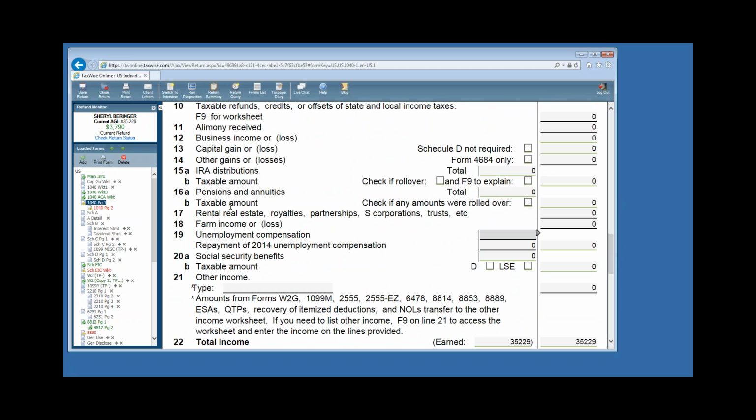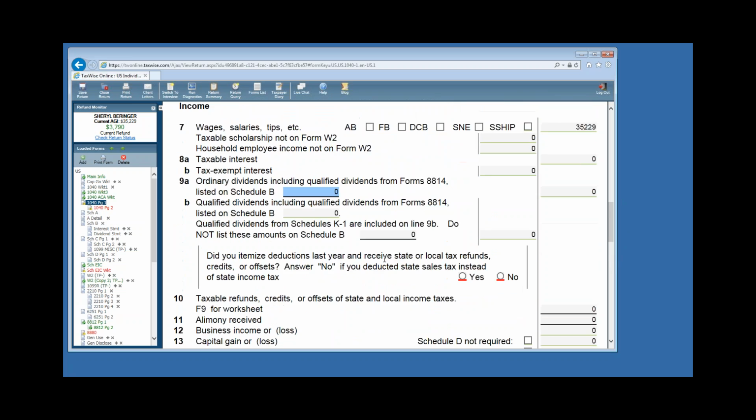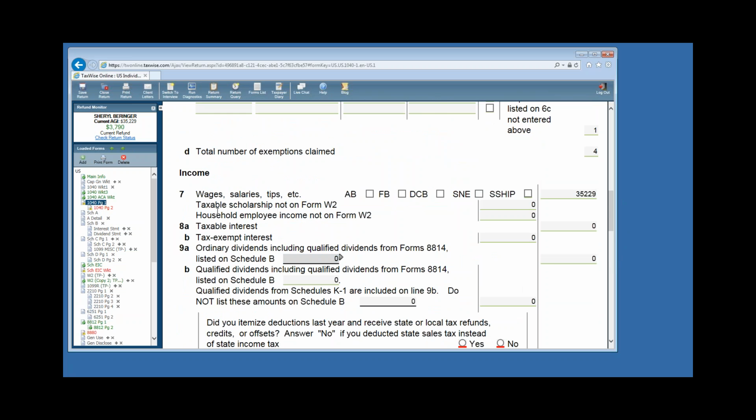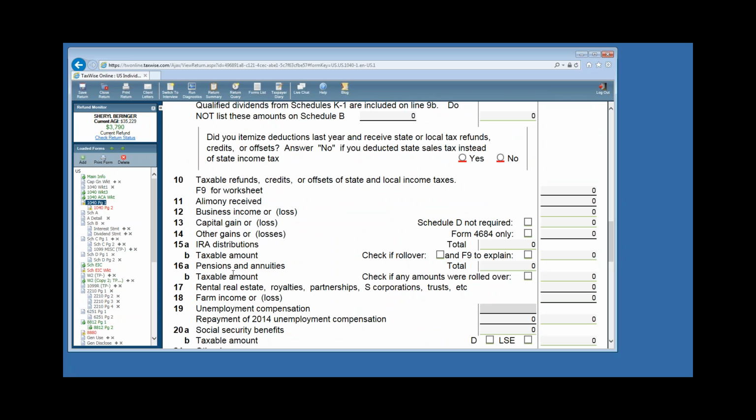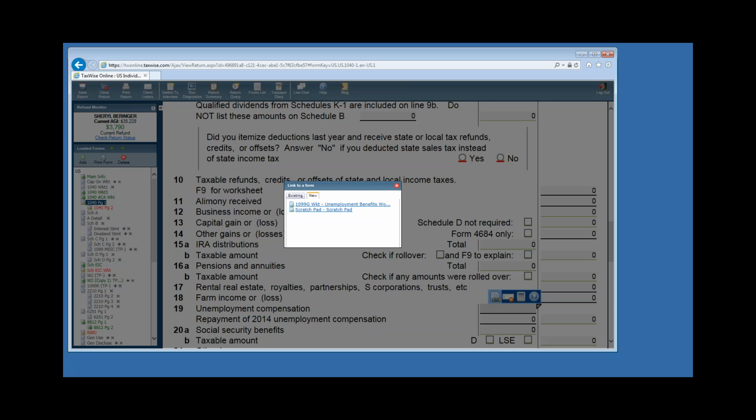Again, if you're not sure, it takes a little bit to get used to how the page is set up and where things are located. Make sure that if you can't immediately find a line that you're looking for or a source of income, that you still stay within this income section. So we're going to go over to this line 19 and enter an unemployment form. So it's called a 1099-G.